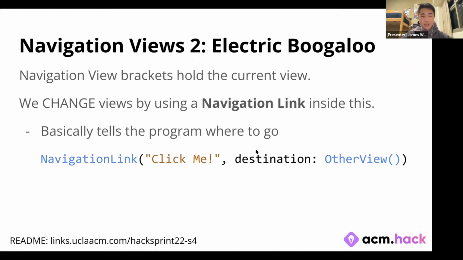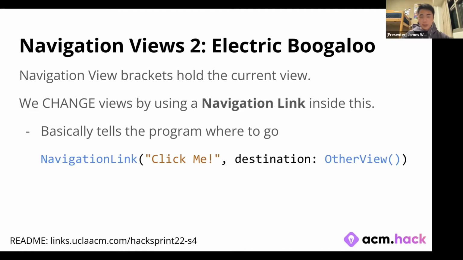And something important to note about navigation views is navigation view brackets hold the current view. So whatever formatting you have inside the initial navigation view brackets, all that stuff is confined to that view. But we actually change views by using what's called a navigation link. And this tells the program where to go.